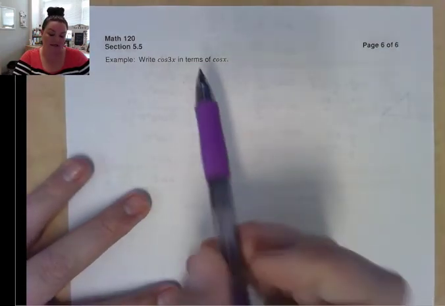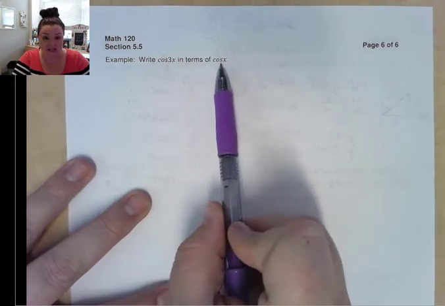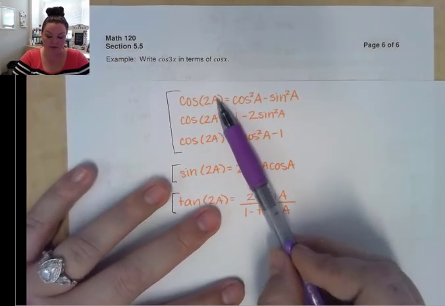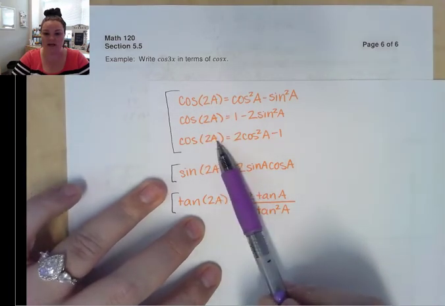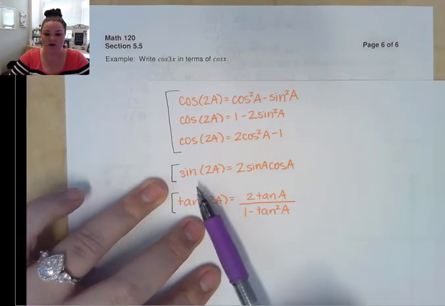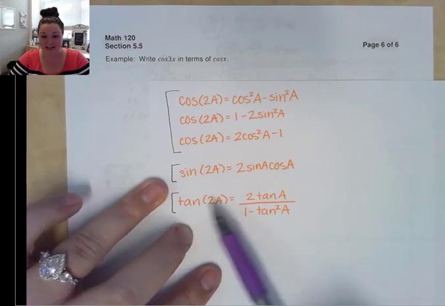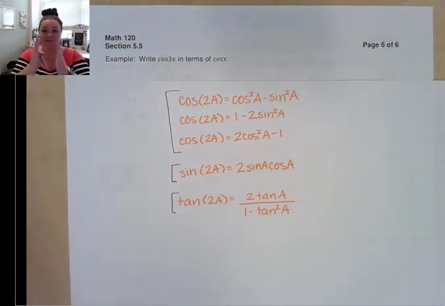So what this one says is that we want to write cosine of 3x in terms of just cosine x. So what we're saying here, if you look at our formulas, is it's like we're trying to come up with a new formula. These were all cosine of 2a. And remember when we started finding a formula for cosine of 2a, or sine of 2a, or tangent of 2a, what we did is we wrote that 2a as a plus a in order to come up with these formulas, right?